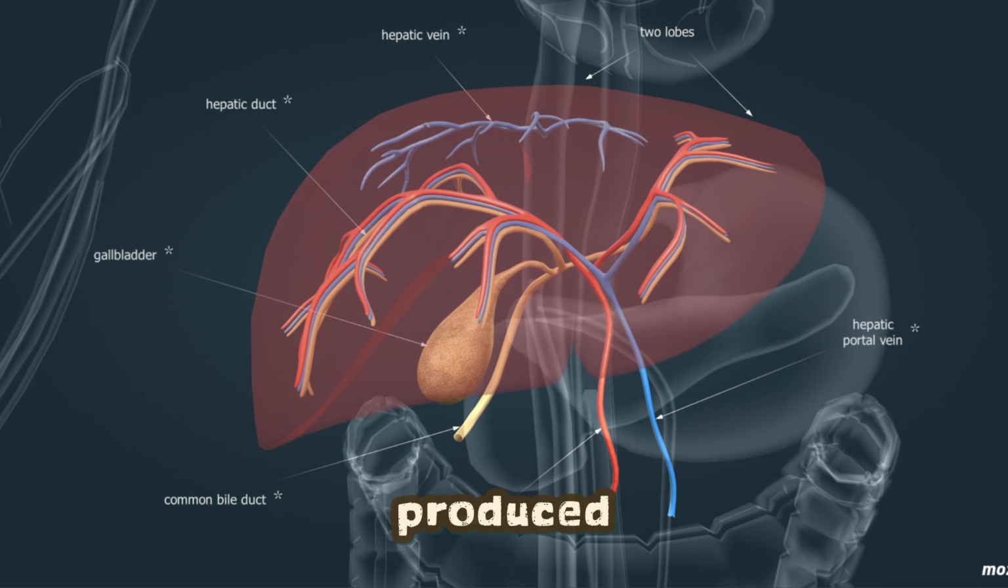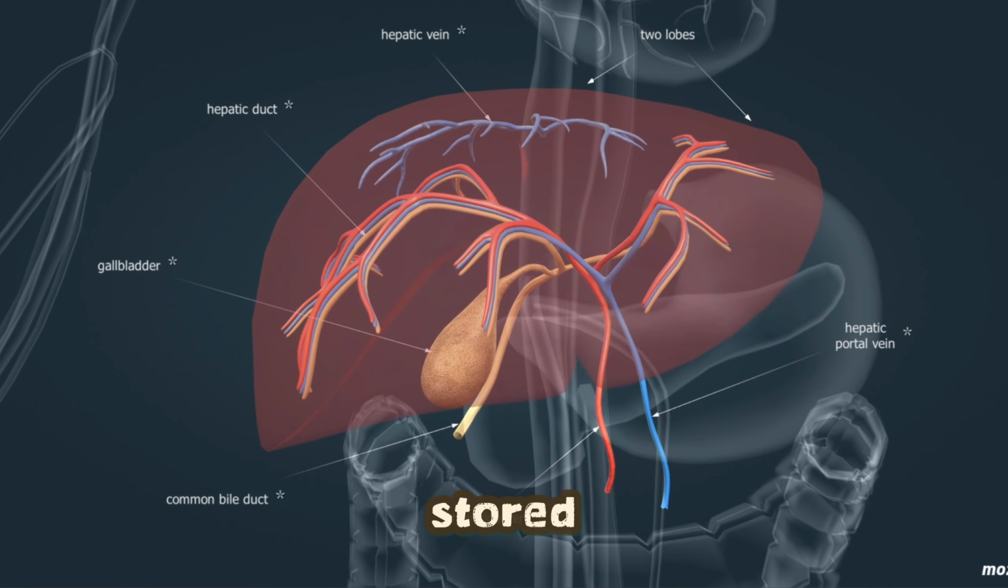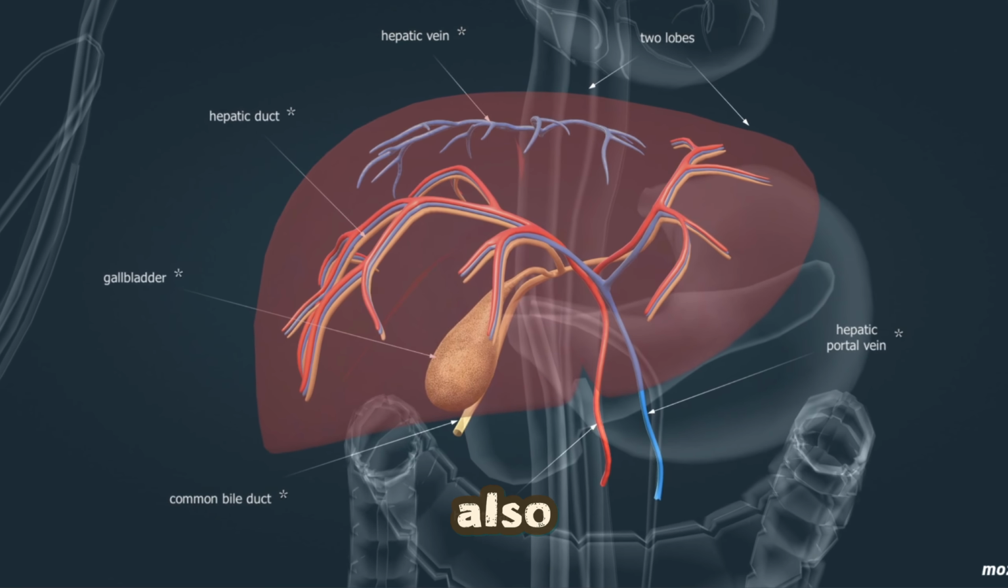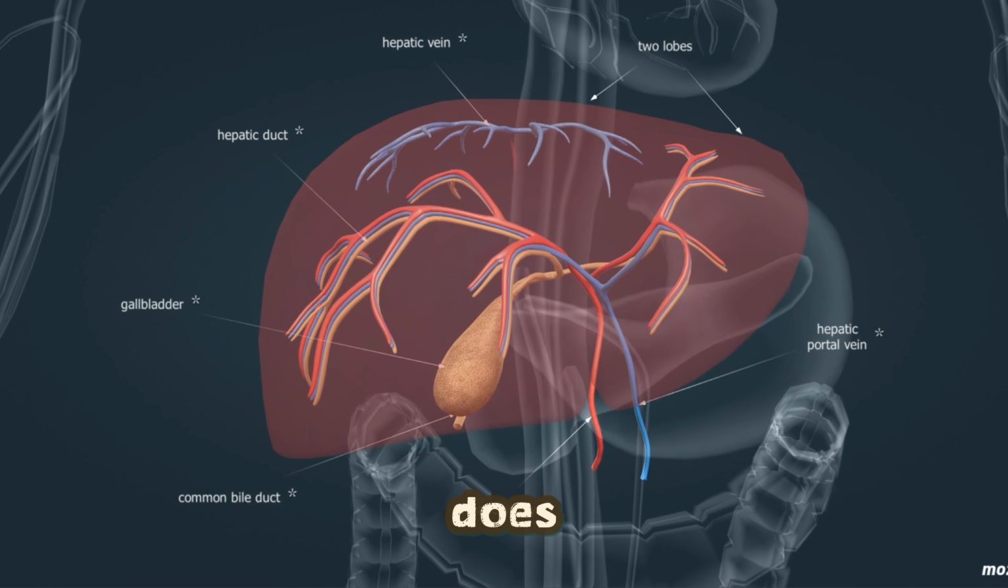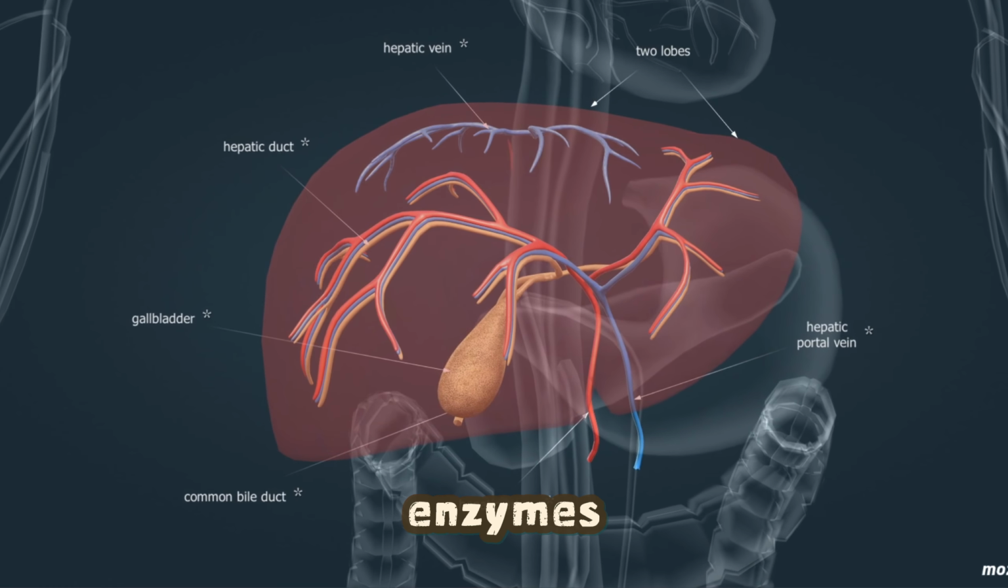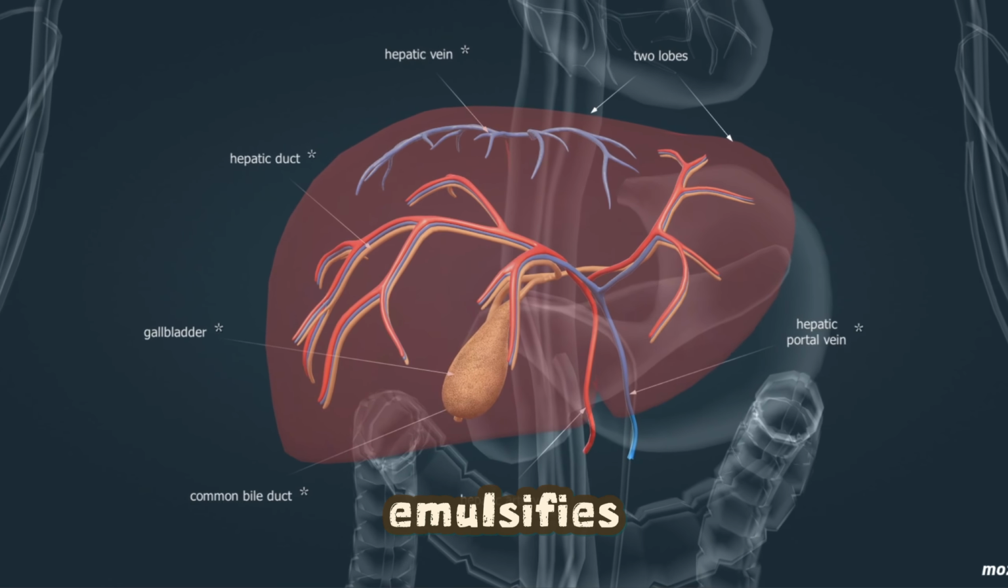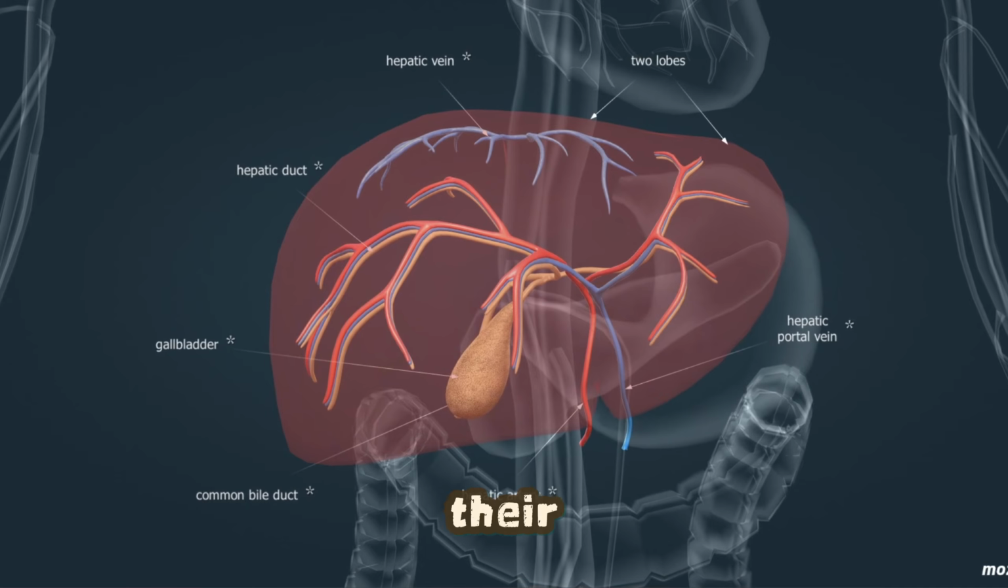The bile produced by the liver and stored in the gallbladder is also emptied into the small intestine. The bile does not contain digestive enzymes. It emulsifies fat drops to aid in their digestion.